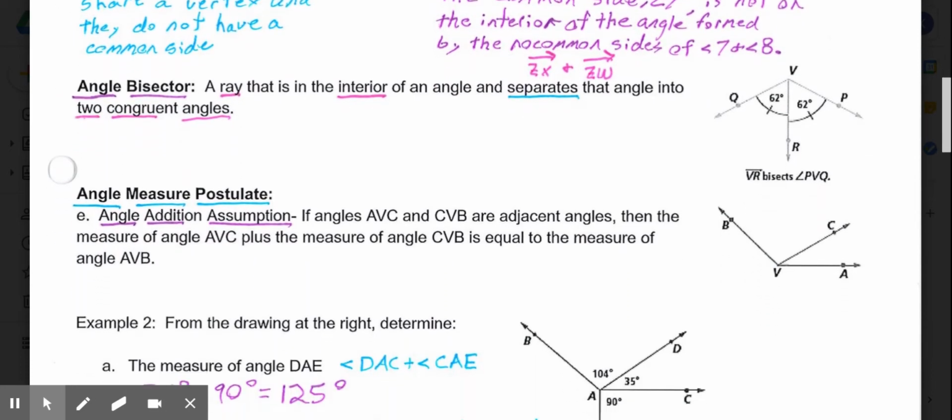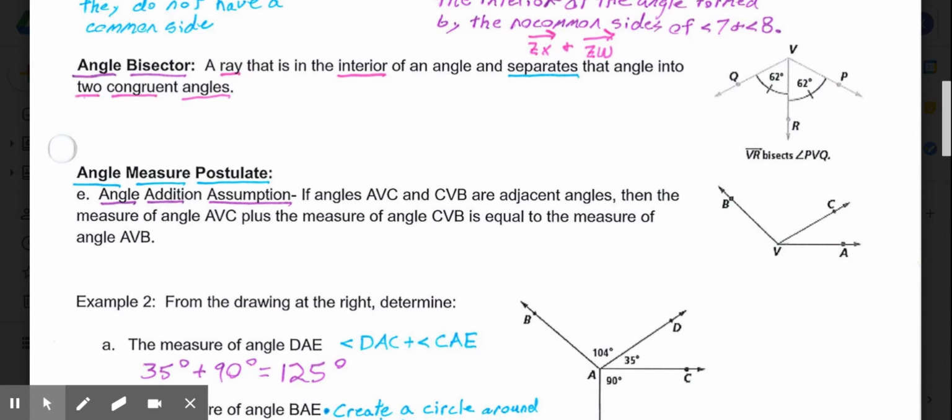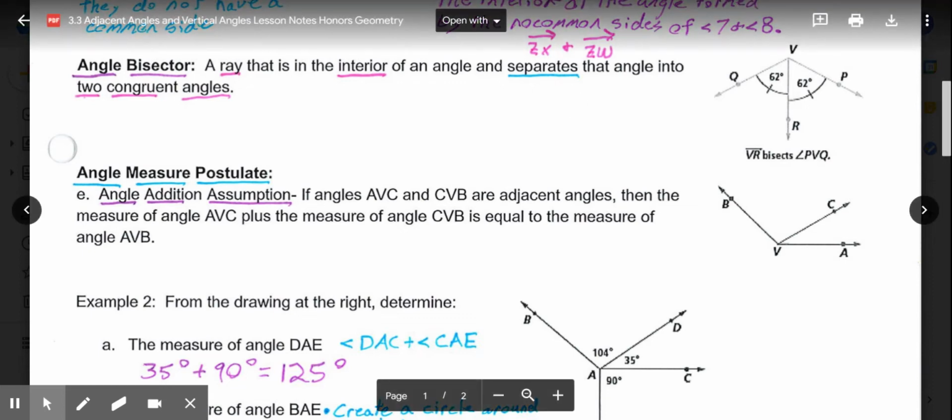Then we get into the idea of an angle bisector. So an angle bisector is the ray on the interior of an angle that separates it into two congruent angles. So our example over here at the right, ray VR is the angle bisector of angle QVP, because it splits QVP into two equal or congruent angles.